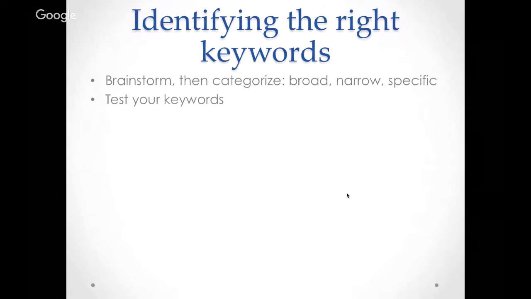So the next step after that would be to test your keywords. Right off the bat, once you've categorized them, you might see some that don't seem to be as applicable. But the way to know whether they're going to be effective or not is to actually go to Google Scholar and type them in and see what kind of results you're getting.